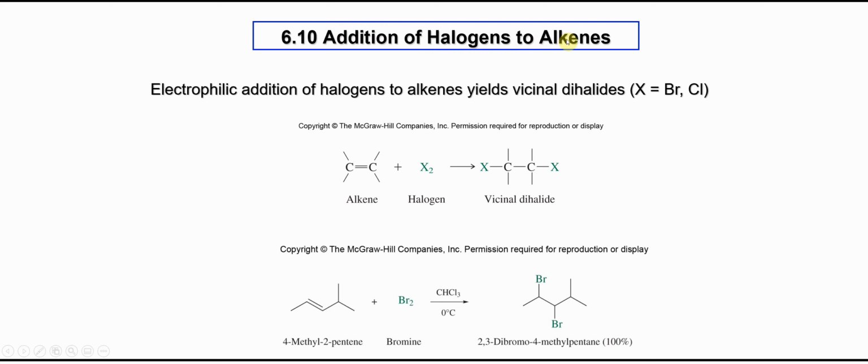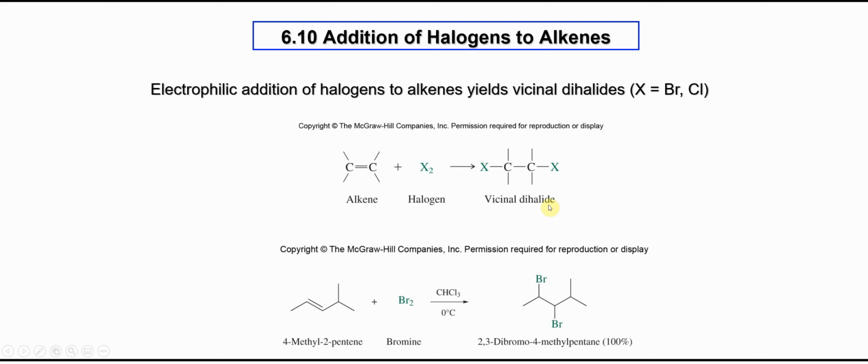Then the other reaction is halogenation. Addition of halogens to your alkene is called a halogenation reaction. Generally speaking, bromination and chlorination are commonly used. This addition reaction is also called an electrophilic addition. Electrophilic addition of halogens to alkenes yields vicinal dihalides, meaning you have a double bonded carbon, and each of the carbons will be reacted with one halogen.